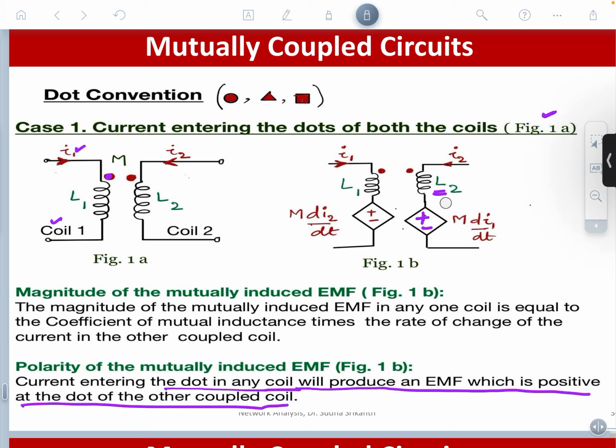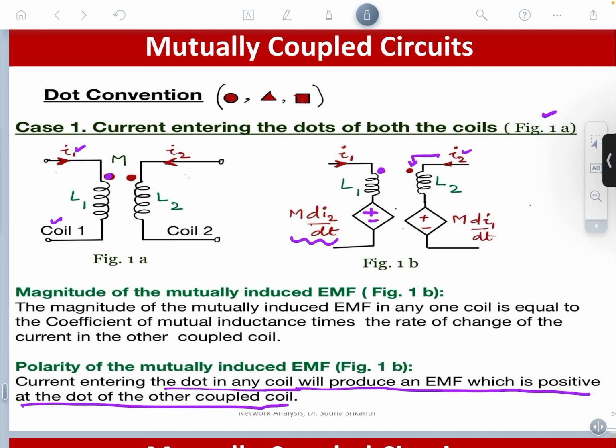That's how we understand. Similarly, if we look at current I2, it is also entering the dot. So according to the dot convention, this I2 will produce a mutually induced EMF whose magnitude is M di2 by dt, which is positive at the dot of the coupled coil. The dot of the coupled coil L1 is at the top. So obviously you will get the top end to be positive.